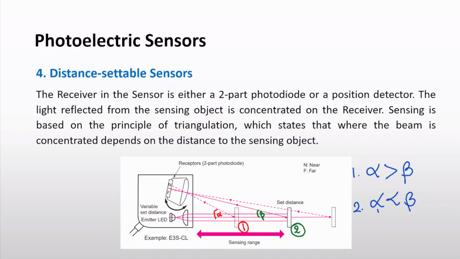So therefore, in that case, according to the angle at which the light beam is received by the receptor, we can say what the position of the object is. Got it? So this is called the principle of triangulation.